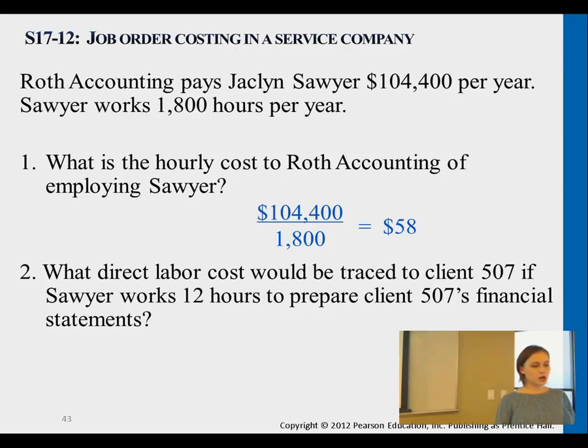Next, what direct labor cost would be traced to client 507 if Sawyer worked 12 hours to prepare client 507's financial statements? I just found that my hourly cost of employing Sawyer is $58. Now I need to find how much direct labor cost I would be tracing to client 507 if Sawyer spent 12 hours working on it. I'm going to use my hourly cost of 58 and multiply by 12. Okay, so this is clear, right?